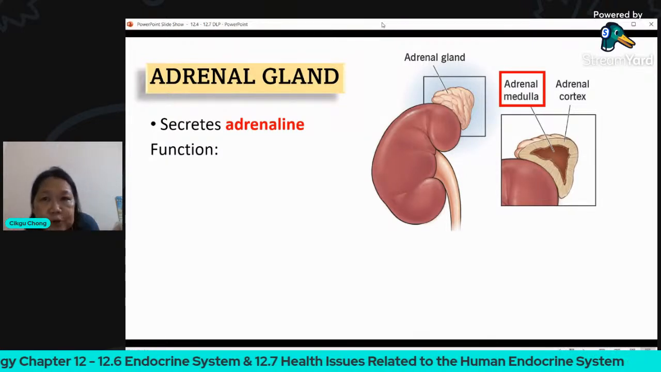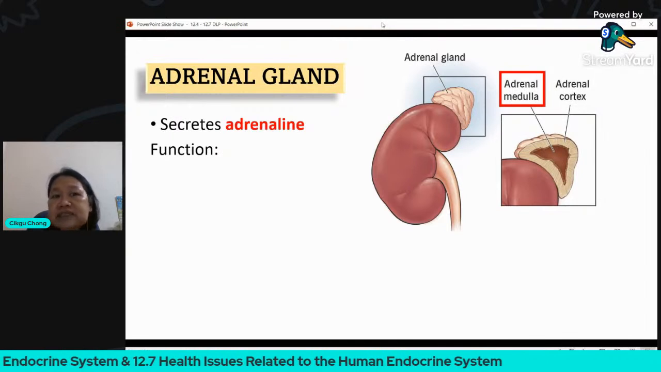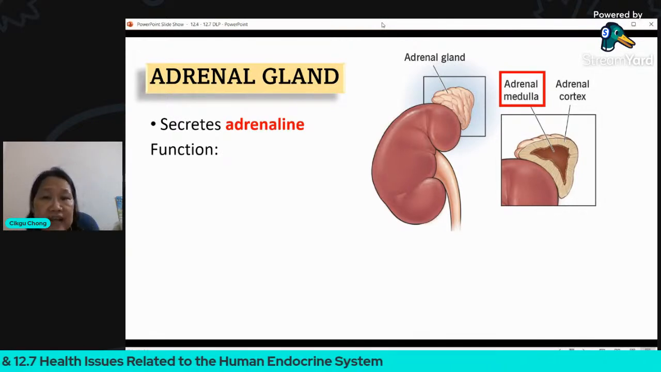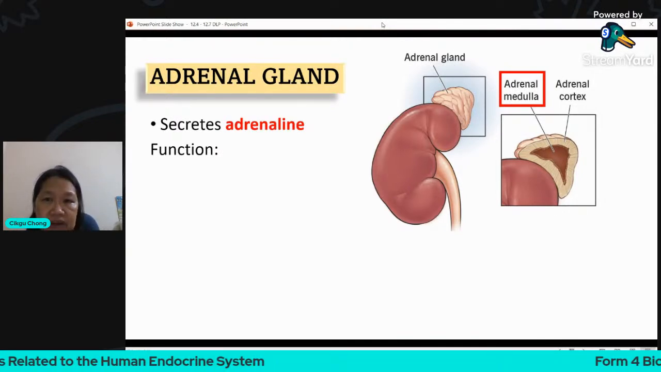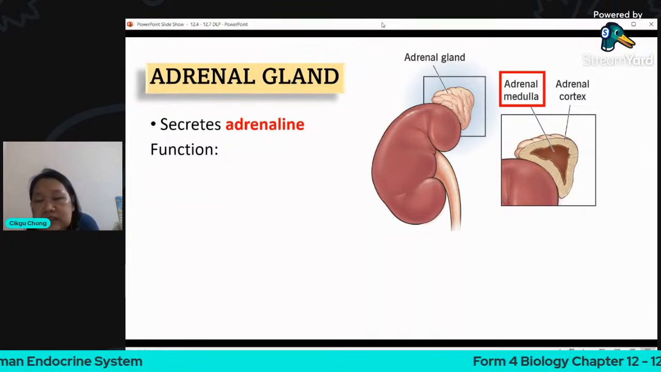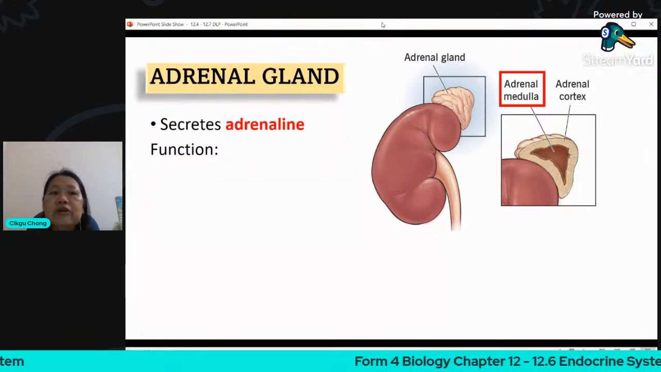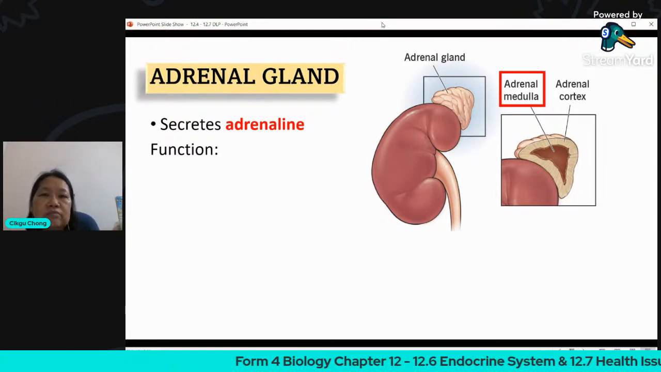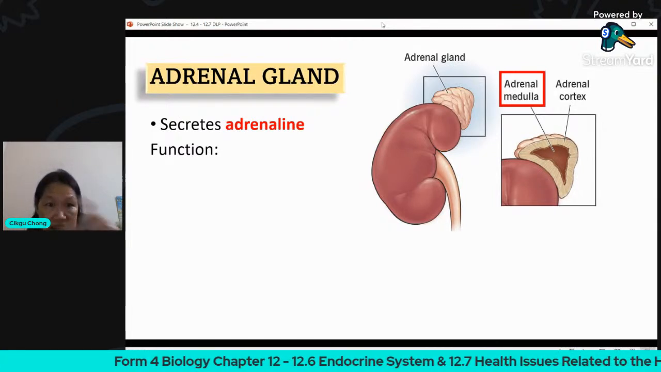If you remember, it's very good. If you don't remember, not very important. You just say adrenaline is produced from the adrenal gland. Okay, you don't have to be very specific, whether medulla or cortex. So if you want to remember, very good. You remember adrenaline is produced from the adrenal medulla, the inner one.